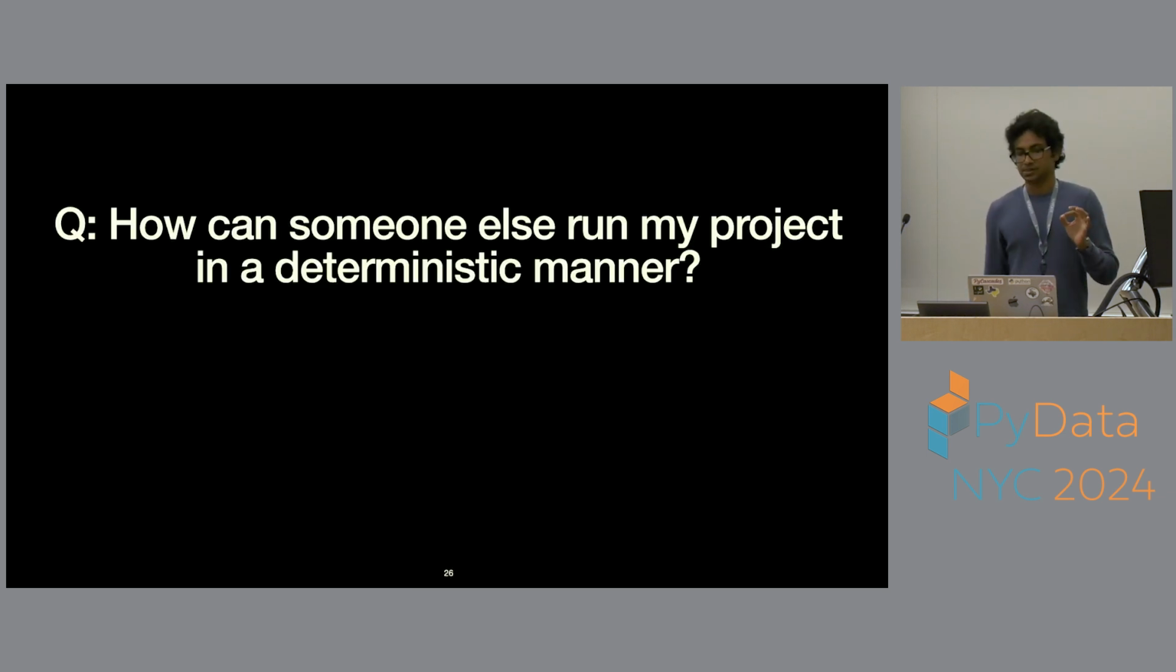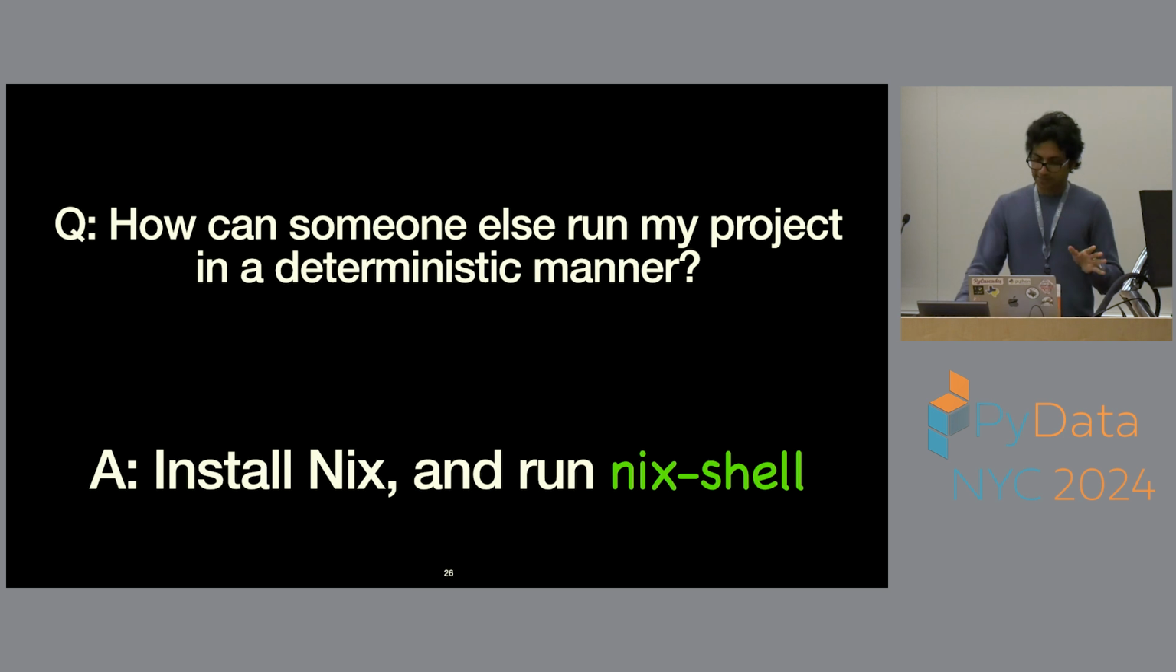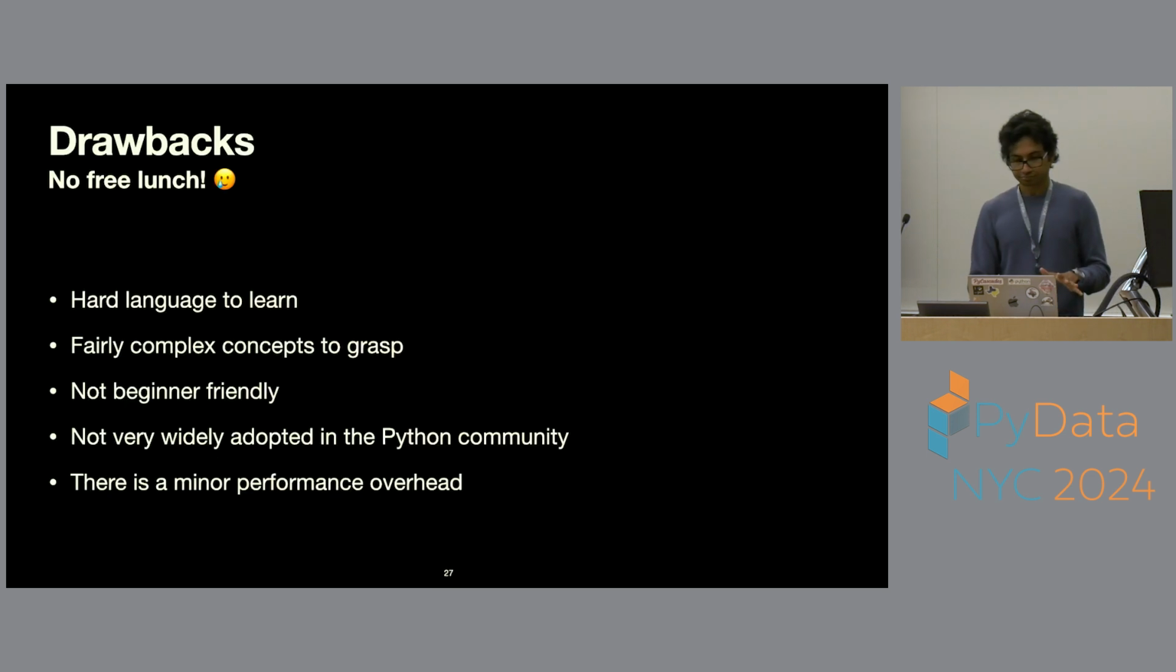So the question comes: how can someone else run my project in a deterministic manner? Well, they just have to install Nix and run nix shell. That's all. Okay, so that's the only prerequisite I have for those people, is that they just install Nix on their system, and then we're good.